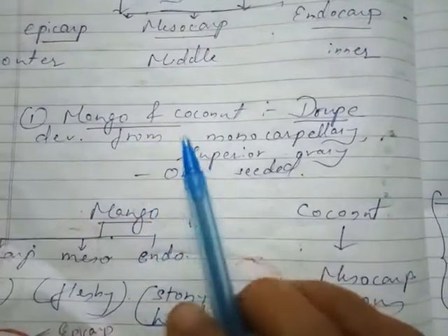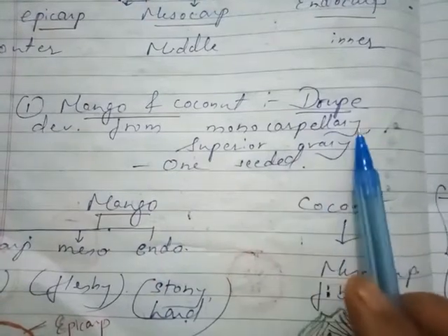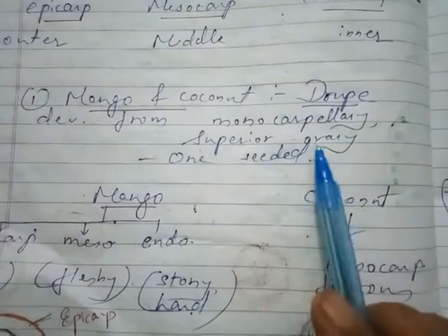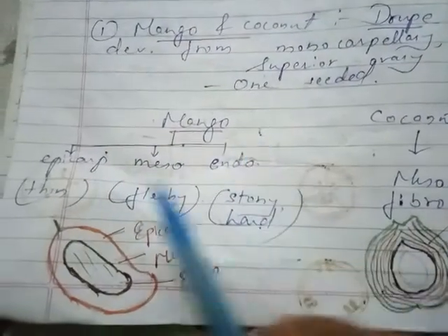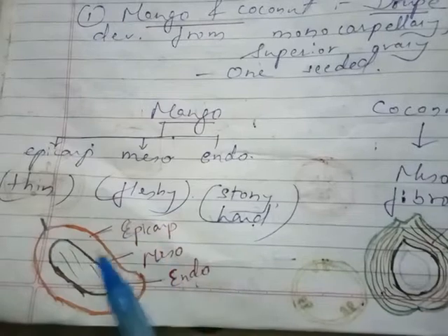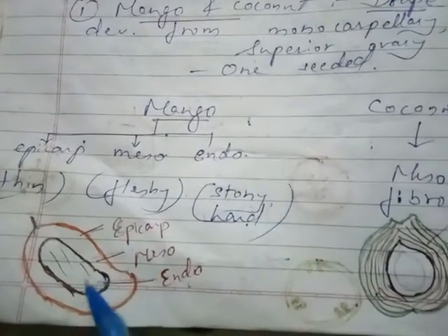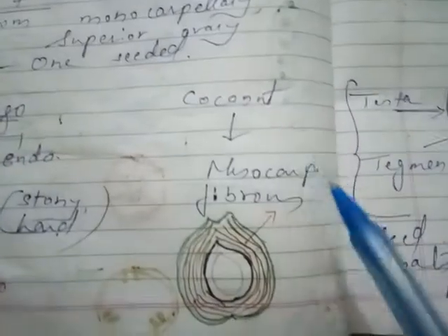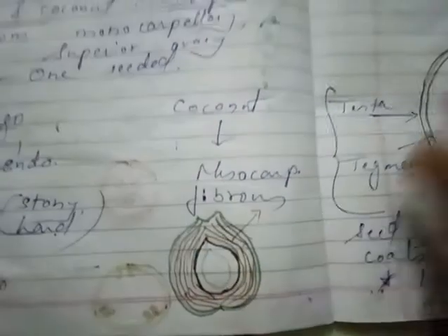Now in case of mango and coconut, the fruit is called a drupe. It develops from the monocarpellary, that is single carpel, ovary is superior and it is one seeded. In case of mango, the epicarp is the thin outermost layer, mesocarp is fleshy, that is the pulp part that we eat, and endocarp is stony and hard. In case of coconut, mesocarp is fibrous and the white part is edible.